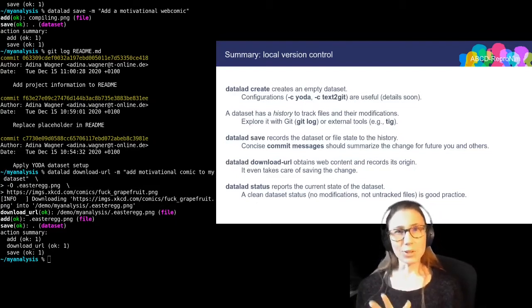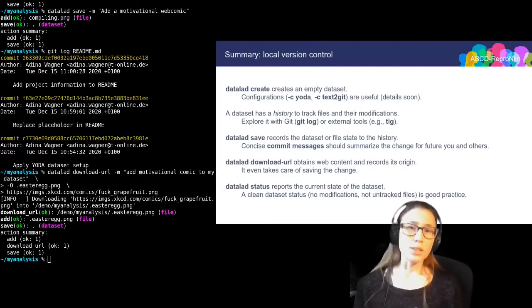DataLad download-url obtains web content and saves it together with its origin. And finally, DataLad status reports the current state of the dataset. It is good practice to have what is called a clean dataset state with no modifications or untracked files.